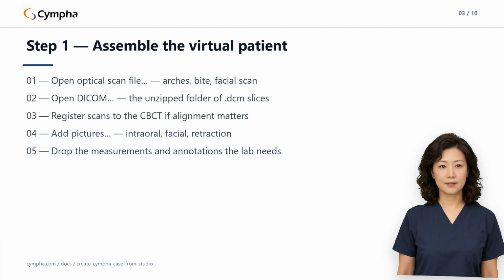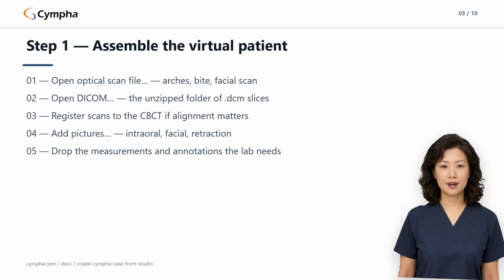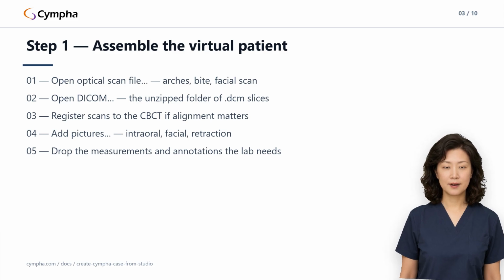Add photos with Add Pictures, intraoral, facial, retraction, and they land in the gallery panel. And drop the measurements and annotations the lab actually needs to see. The distance tool measurements survive the handoff, and so do the gallery's circle marker annotations. What you've built at this point is the virtual patient, the assembled scene that's about to travel as a single bundle. Everything visible in your scene right now is what the lab will get.